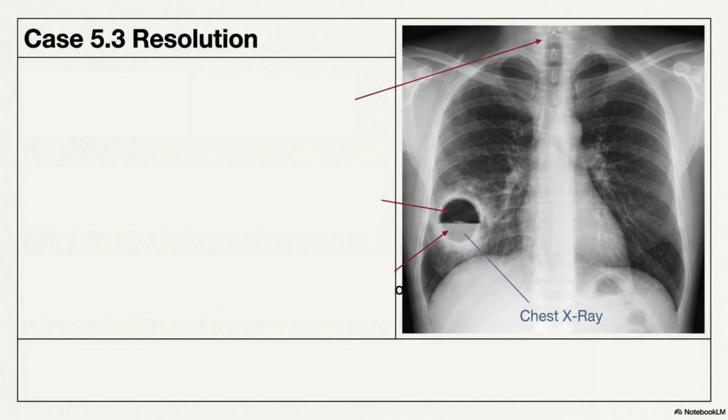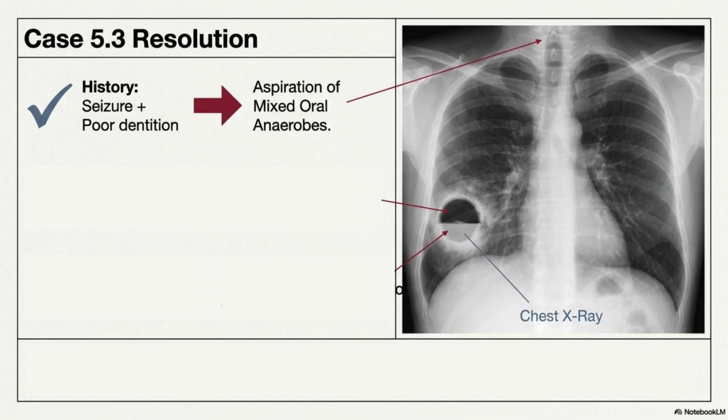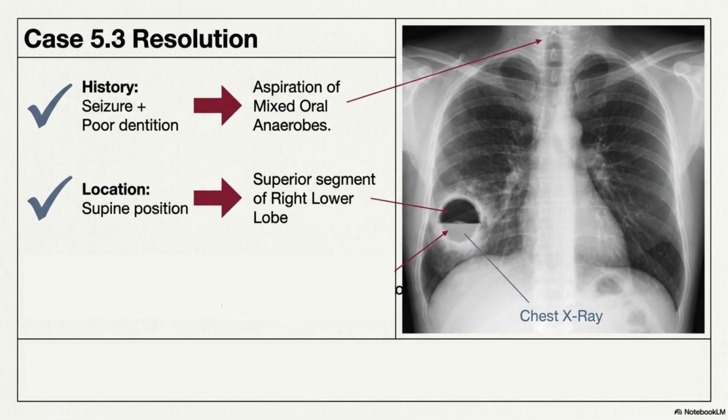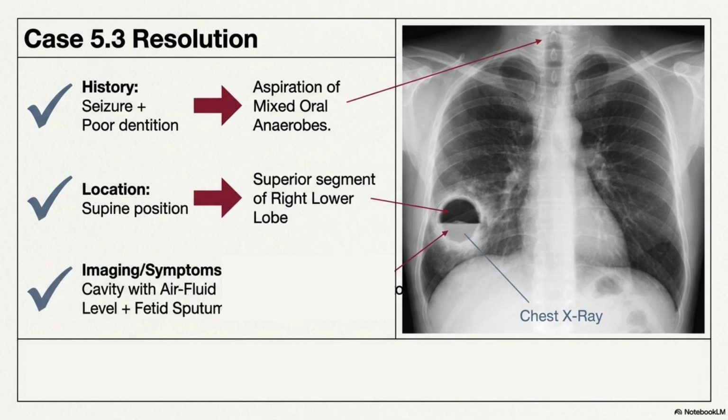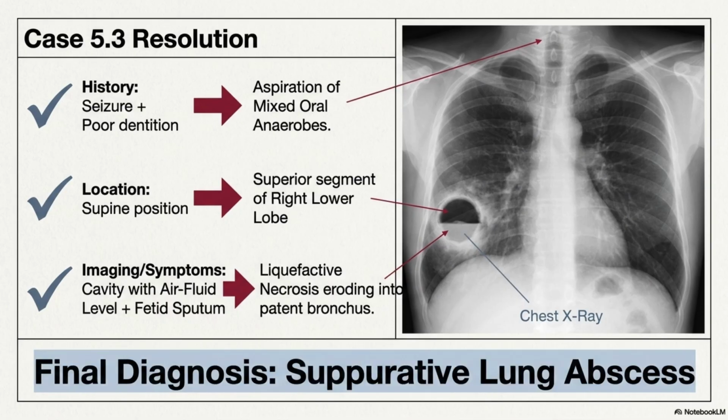Let's bring this to our case 5.3 resolution. Looking at the history, a seizure combined with poor dentition led to the aspiration of mixed oral anaerobes. Looking at this location, his supine position directed the fluid perfectly into the superior segment of the right lower lobe. And looking at the imaging and symptoms, the cavity with an air-fluid level and fetid sputum was caused by liquefactive necrosis eroding into the patent bronchus. Taking all this together, our final diagnosis from the chest X-ray is a suppurative lung abscess.